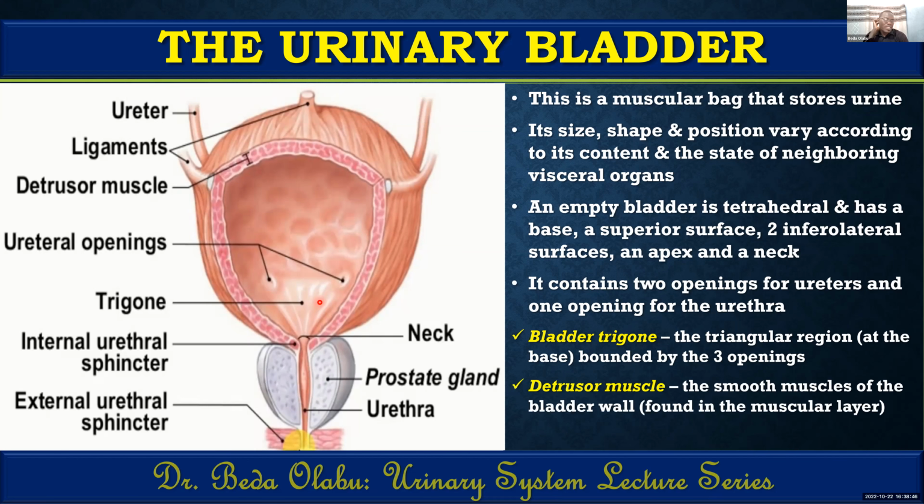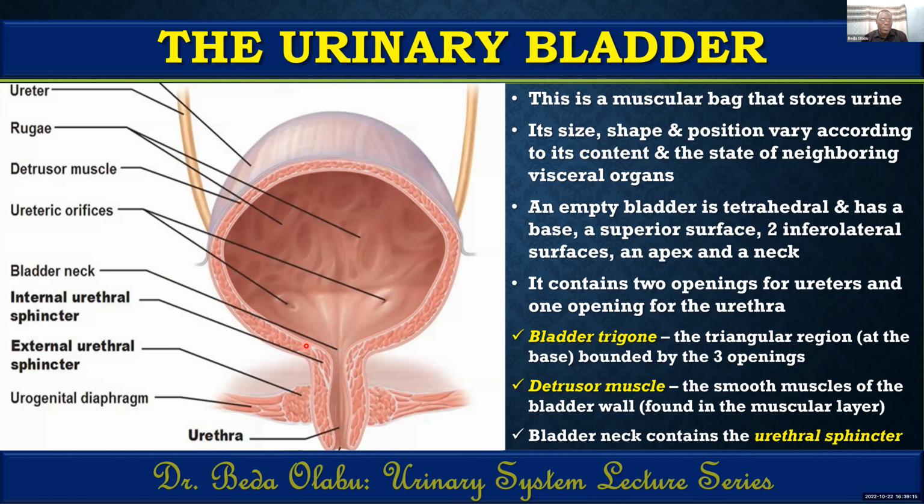The smooth muscle within the wall of the urinary bladder has a name. We call it the detrusor muscle. It is particularly found within the muscular layer of the urinary bladder. At the bladder neck, the urine is usually controlled by some sphincters, which we call the urethral sphincter or bladder sphincter. So the sphincters are the ones that control urine output, whether in males or in females.